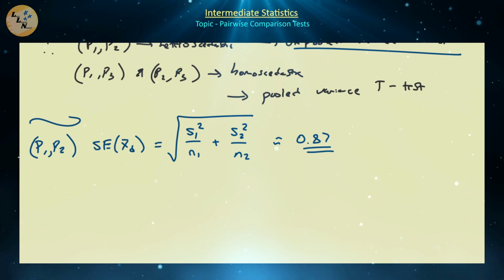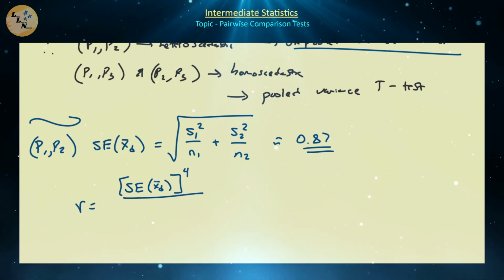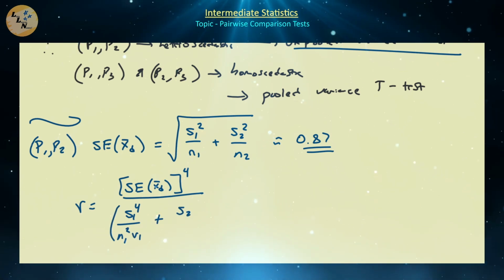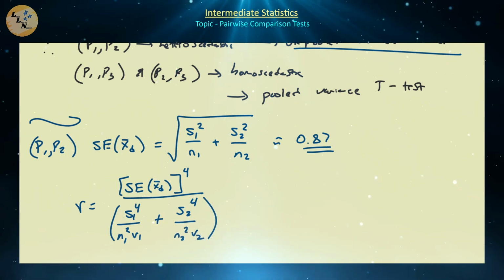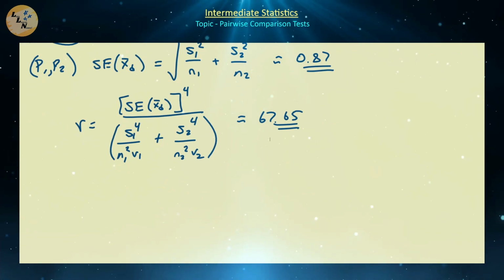The only complicated part about the unpooled variance t-test is the degrees of freedom, where we need to use the Welch-Satterthwaite approximation for the degrees of freedom, which remember is just going to be equal to the standard error of x bar d to the power of 4 divided by s1 to the power of 4 over n1 squared times v1 plus s2 to the power of 4 divided by n2 squared v2. And once you actually work through that, that's going to be approximately equal to 67.65. Once you have your degrees of freedom and your standard error, the rest should be very, very easy.